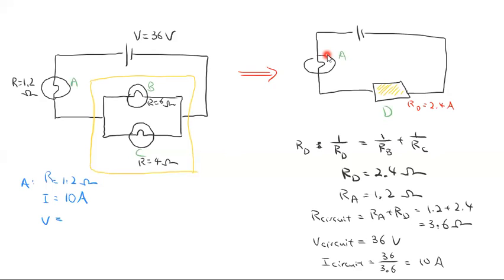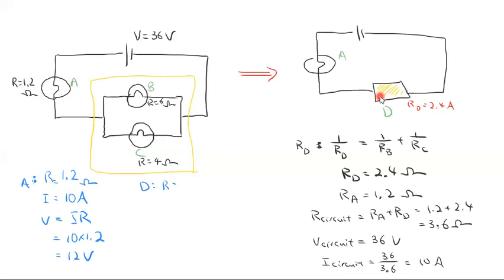The voltage. Well, V equals IR, so, oh, actually, 12. Now we've worked out for A its resistance, its current, and its voltage. Does that make sense? Yes. Now let's do the same for D.